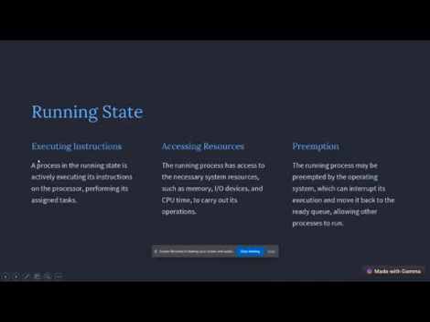Executing instructions. A process in the running state is actively executing its instructions on the processor performing its assigned tasks. Accessing resources. The running process has access to the necessary system resources such as memory, input-output devices, and CPU time to carry out its operations. Preemption: the running process may be preempted by the operating system, which can interrupt its execution and move it back to the ready queue, allowing other processes to run.